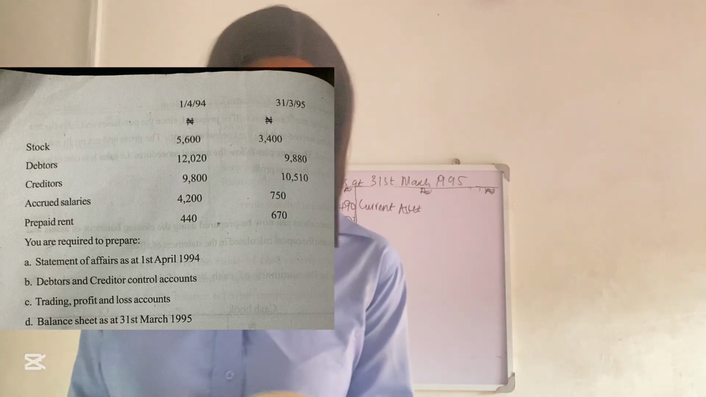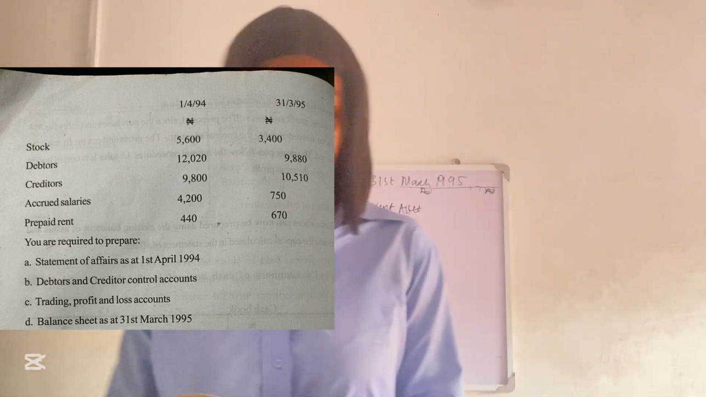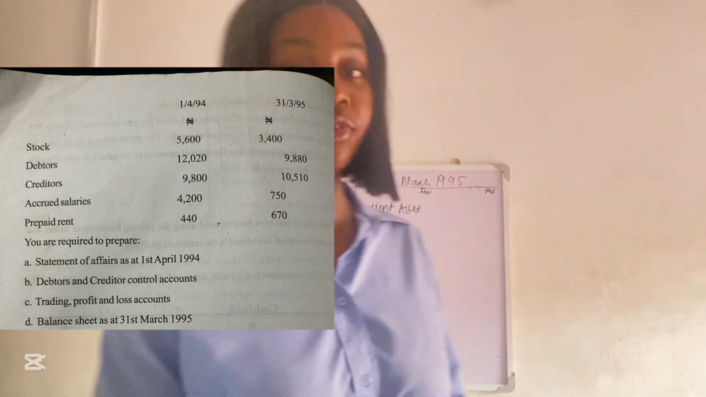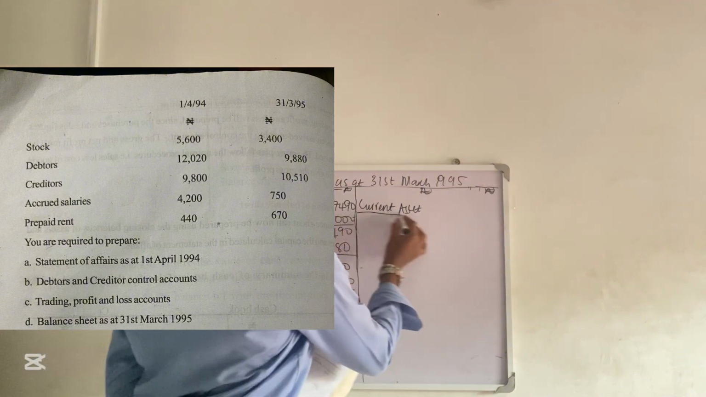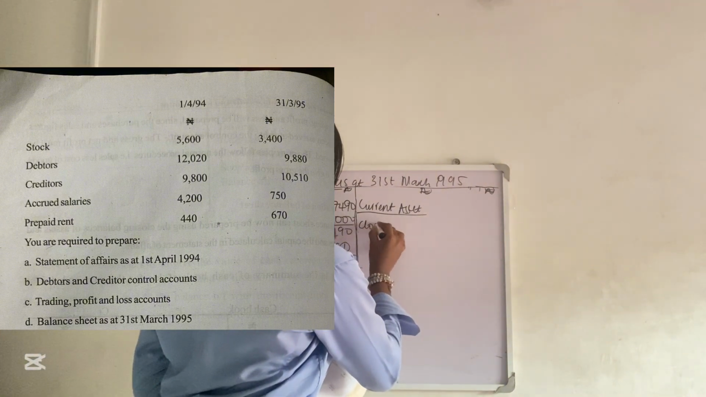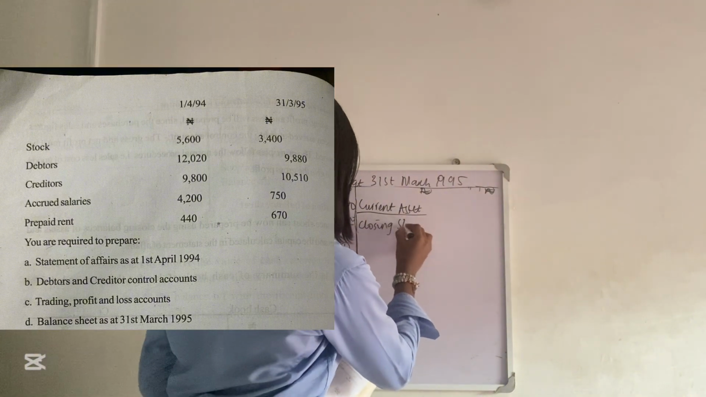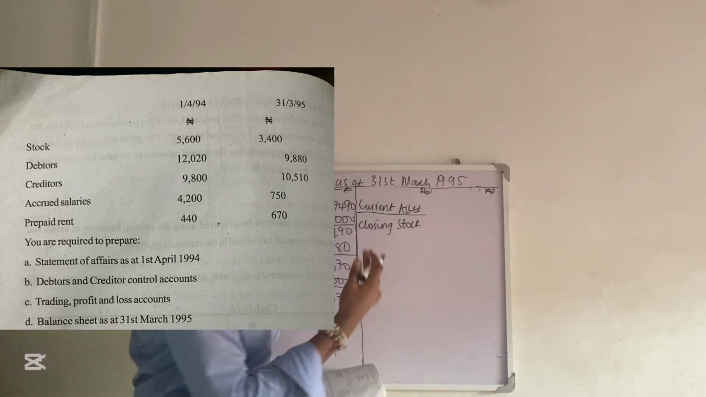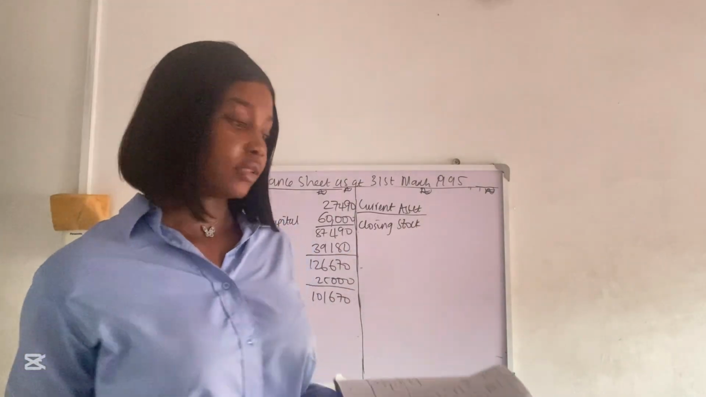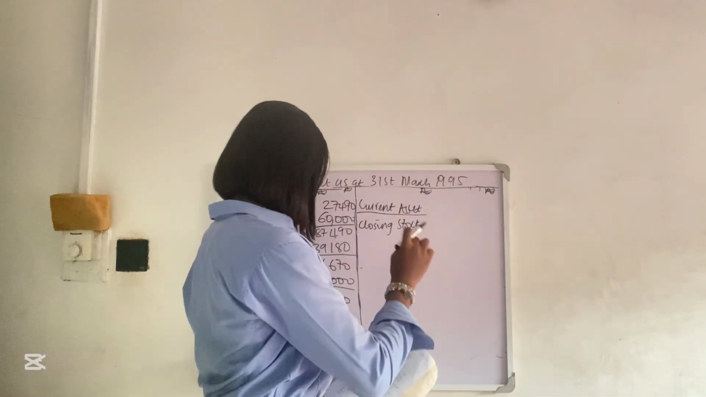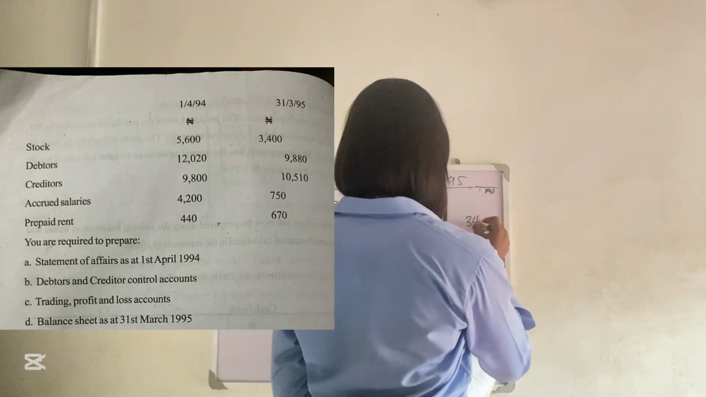So stock will be your closing stock, 3,400. Under current assets, closing stock. That's the stock that you've not yet used, so it's still your asset. At the end of the period, this is the stock that still remained, 3,400.